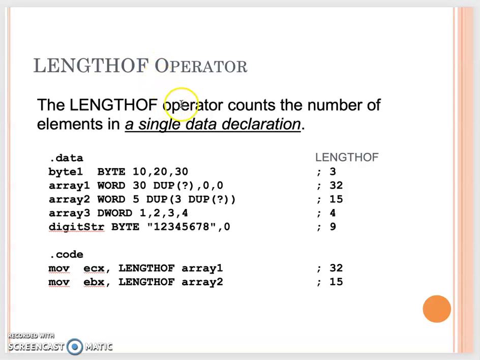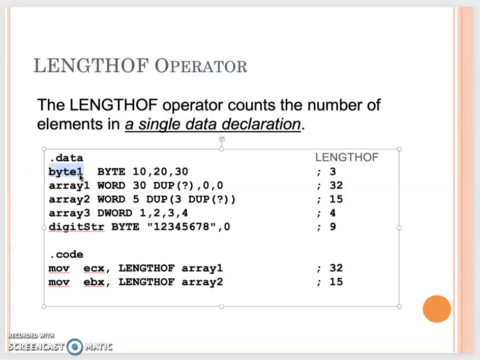Then we have the length of operator. The length of operator counts the number of elements in one single data declaration. For example, byte 1 is the data label, the data type is byte, and I declare 10, 20, 30 for the value. So if I use length of, it will give 3 elements. Then array 1 is a word data type. Remember you have the DUP operator, which repeats 30 times for the value not initialized. So that's 30, plus 1, 2. In total we have 32 elements.